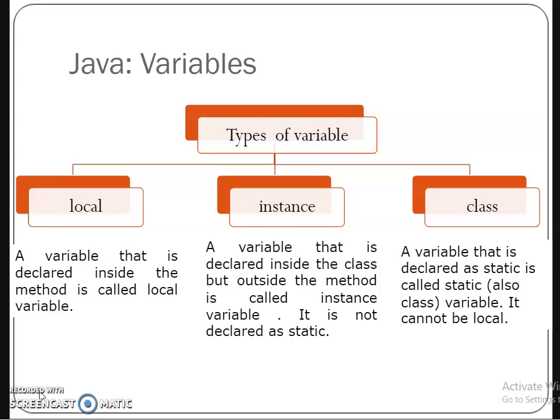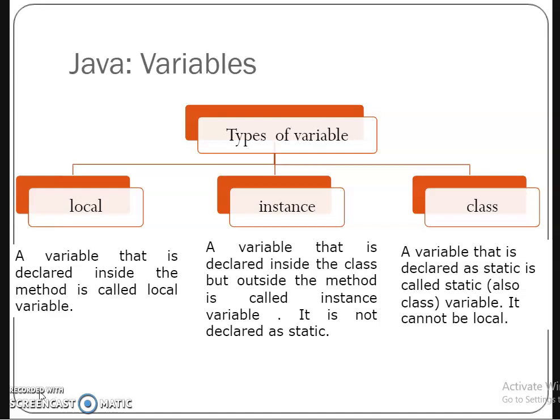The first, what is a local variable? A variable that is declared inside the method is called a local variable. In C and C++ we call them functions, but in Java they are called methods.